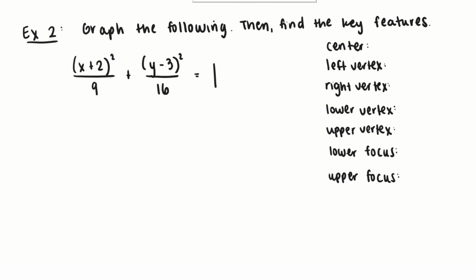Now we're going to do the same thing again. We're going to graph this ellipse and then find any of the key features here. So once again, we can tell that this is an ellipse because we see a plus sign and it's equal to 1. Now the difference is that the number is larger under the y term than the number under the x term. So because of that, this will turn out to be a vertical ellipse. And that is because 16 is larger than 9.